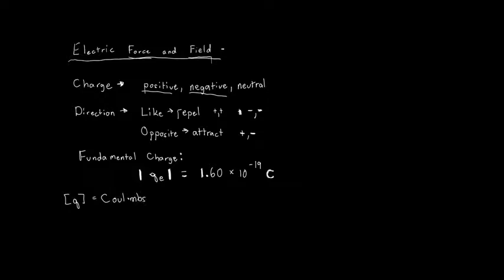Now, a notation note is that anytime I put something in brackets like this, that means that I'm going to be talking about the units of that value. So the units of charge in the SI system, System International, is going to be the coulomb.